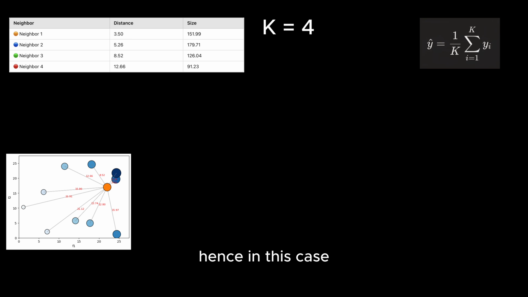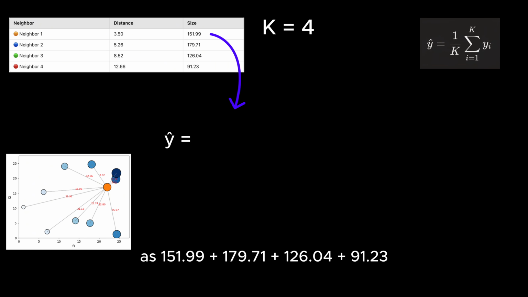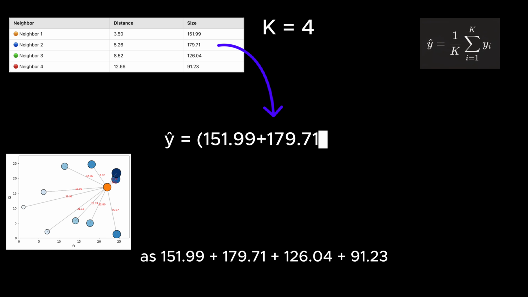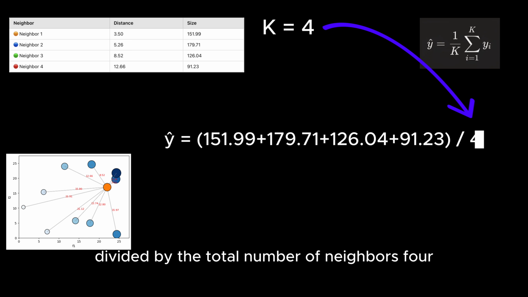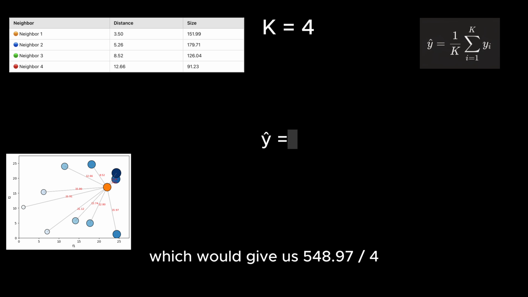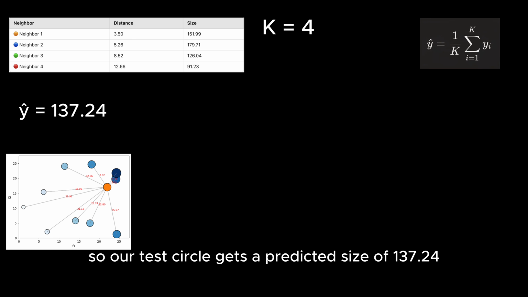Hence, in this case, we predict the size of the test circle, y hat, as 151.99 plus 179.71 plus 126.04 plus 91.23, divided by the total number of neighbors, 4, which would give us 548.97 divided by 4, which is approximately 137.24. So, our test circle gets a predicted size of 137.24.